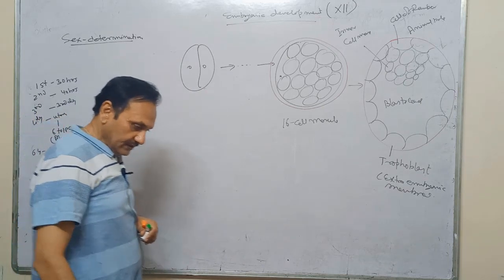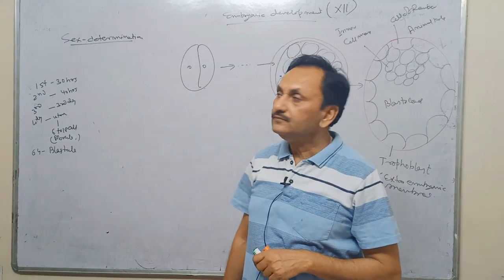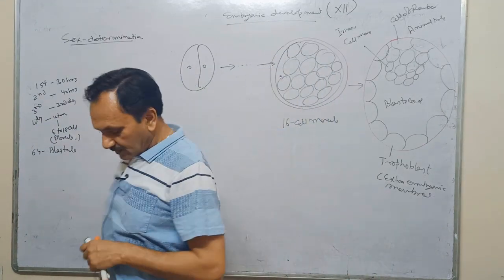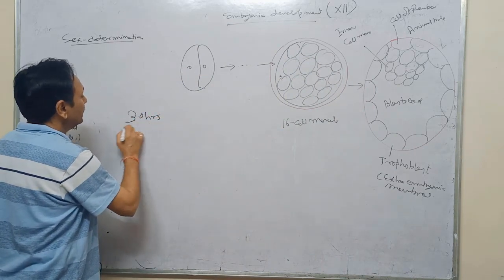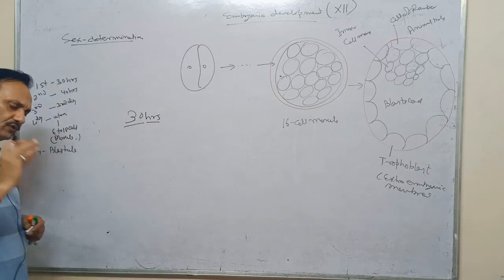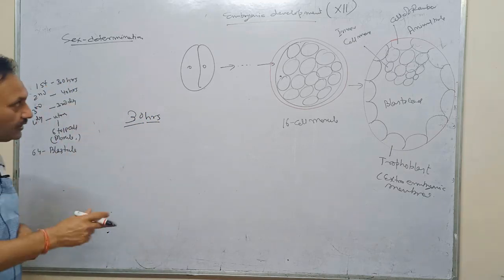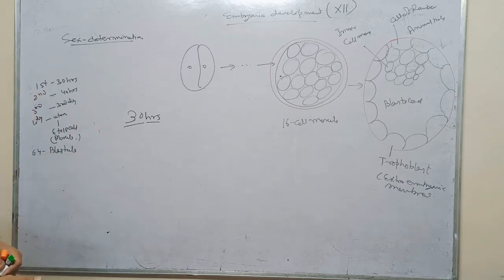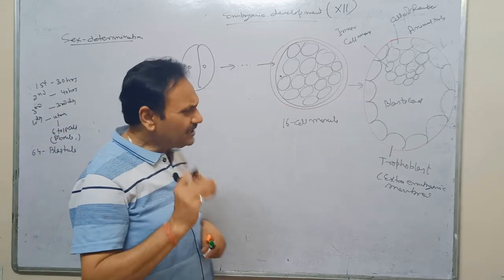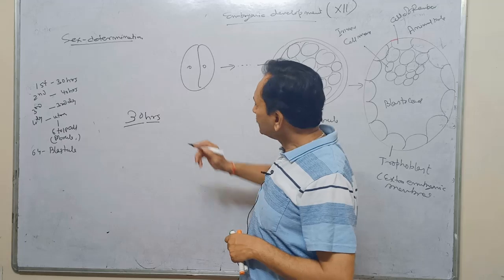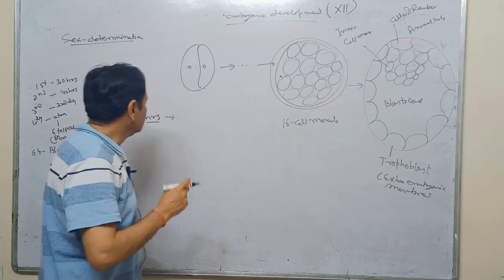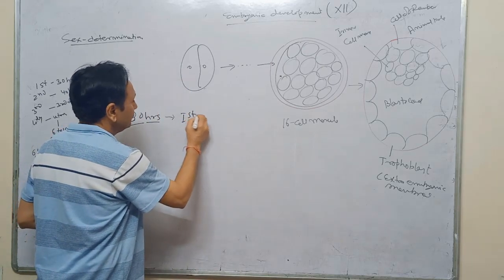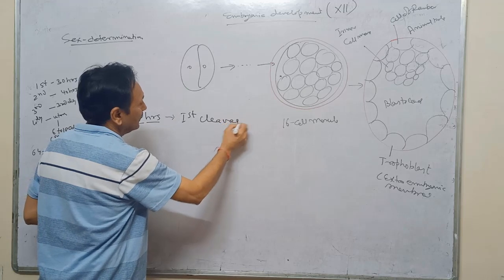As you know, zygote formation takes place in the fallopian tube. Before 30 hours of fertilization, the zygote has an outer covering called the zona pellucida, and only very slight changes take place. But after the 30th hour, what happens? The cell divides into two unequal parts, and that is called the first cleavage.